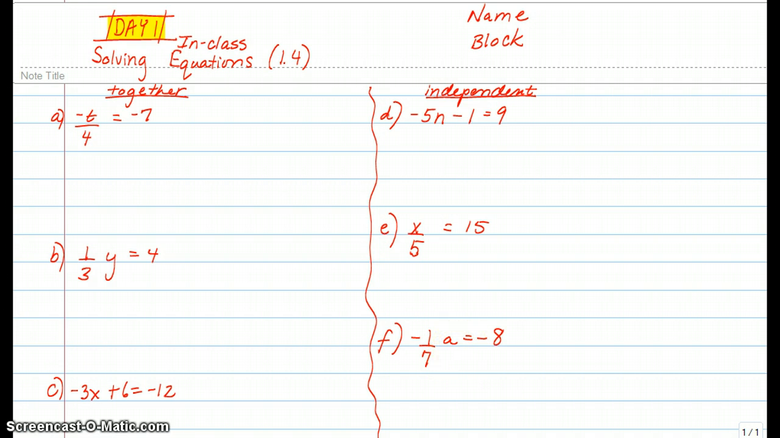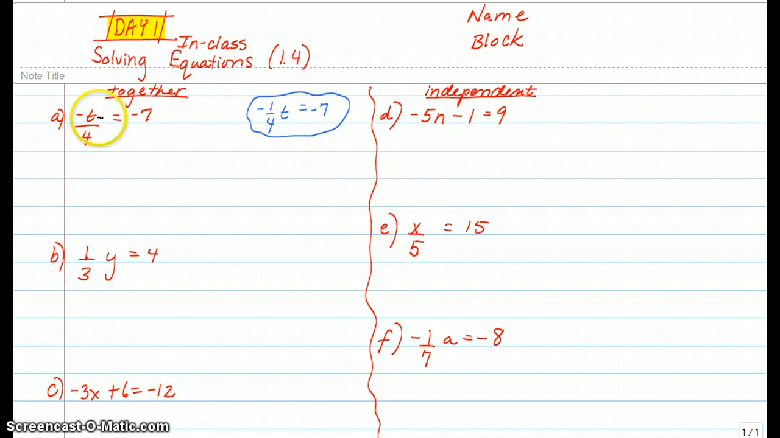These were the types of problems that when we did the diagnostic test, a few of you had some difficulties. There's also some more complicated ones. We'll get into those in the next few days. So we have negative t over 4 equals negative 7. This is just like negative 1/4 t equaling negative 7. So they're essentially the same problem, and if you like doing it with the fraction in front better, that's one way you can handle it. If you prefer it this way, you can handle it this way.